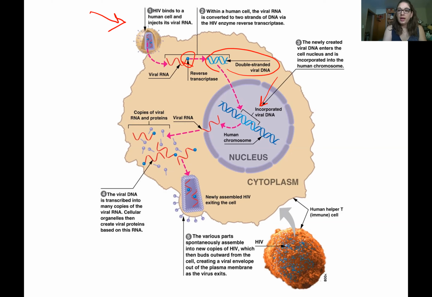That host DNA then is able, through transcription, to transcribe lots of copies of viral RNA, which then goes out to the cytoplasm and more viruses are made. A new virus cell is assembled and then exits that host cell. In this example, it doesn't necessarily kill the host cell right away, but over time it kills the host cells and it infects white blood cells.